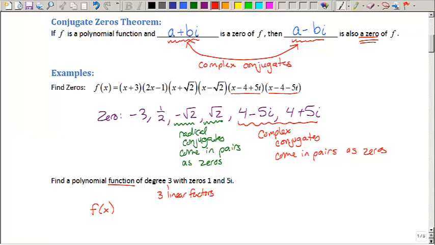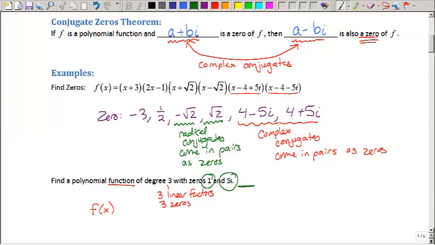And I also know that I have zeros of 1 and 5i. Well, if I have 3 linear factors, I also have 3 zeros. I need to know what the 3 zeros are. But they didn't give me all 3 zeros, did they? They gave me one zero as a 1 and another zero as a 5i. And that third zero, well, I don't have it. I don't have that information.